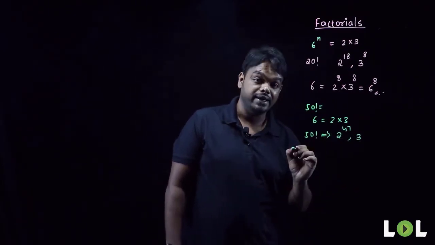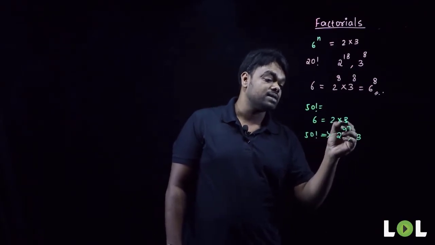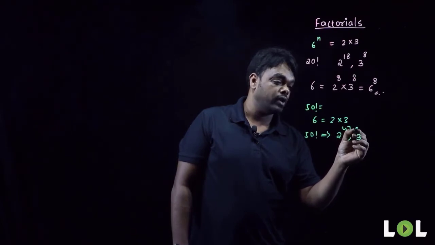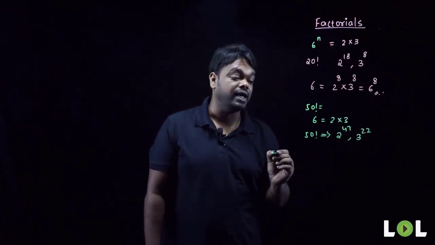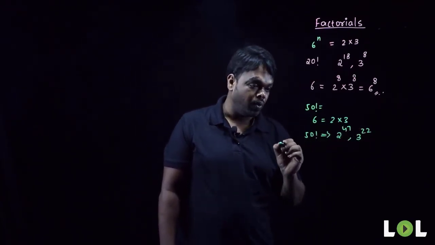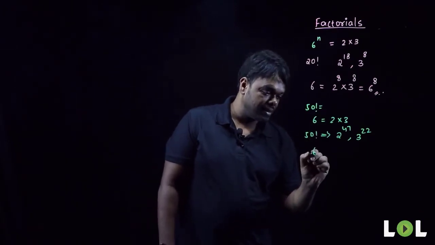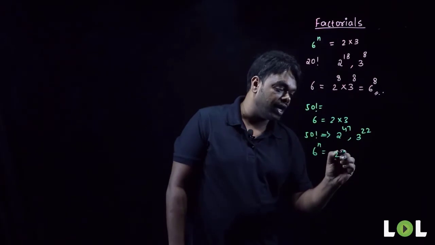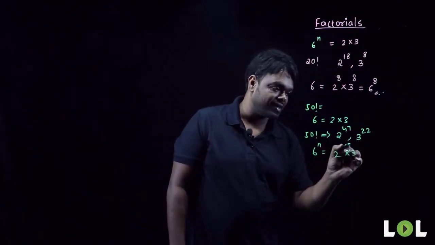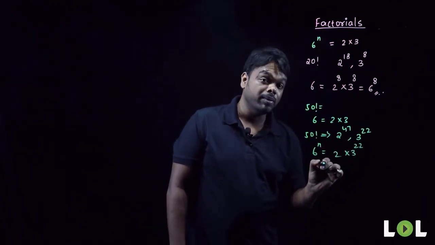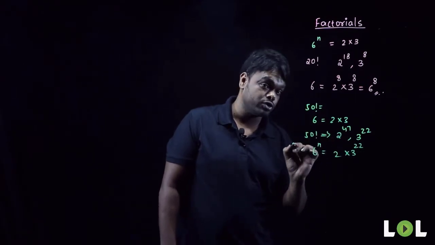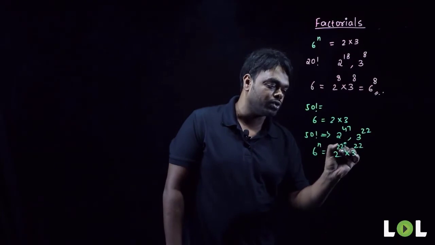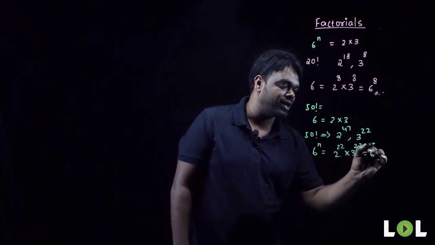Highest power of 3. So we had 50 means 16 plus 5, 21, 22. Highest power of 3 in 50 factorial is 22. Now once again, this is the marriage. We need grooms are 2 and brides are 3. How many brides are there? 22. How many grooms are there? 47. Can we use all of them? No. Since we have taken only 22 brides, there must be 22 grooms only. So that should give us 6 power 22.